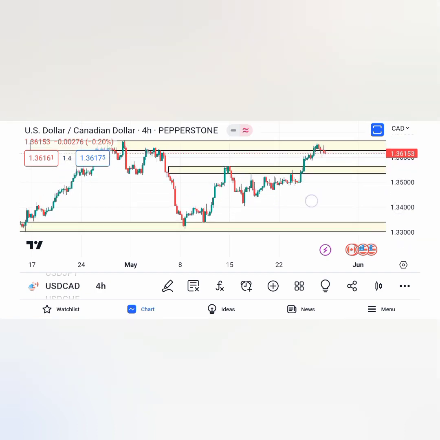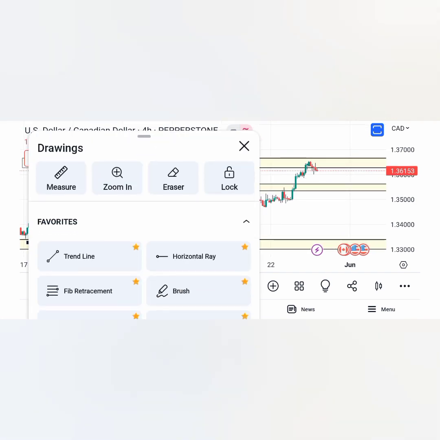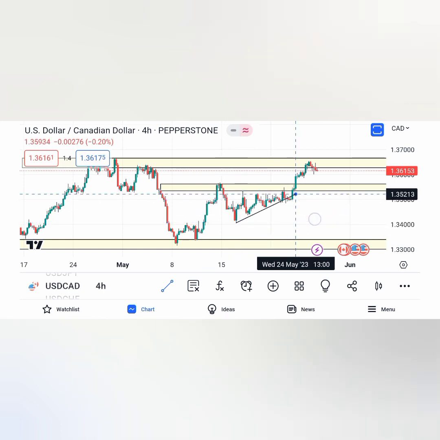So on the 4-hour time frame, we can see this. We can also have a beautiful trend line here, and another trend line at this very point.